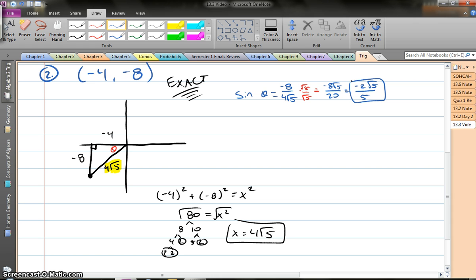Now I have the cosine of theta, which is adjacent over hypotenuse. Again, theta is the angle I'm focused on. So I get negative 4 over 4 root 5. When I rationalize and simplify, my 4's go away, so I get root 5 over 5. Actually, negative root 5 over 5. And then my tangent of theta is opposite over adjacent, and that's just positive 2.